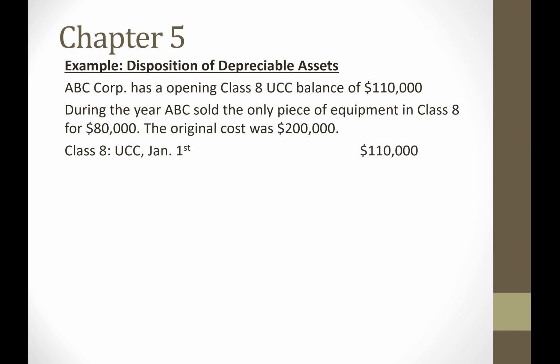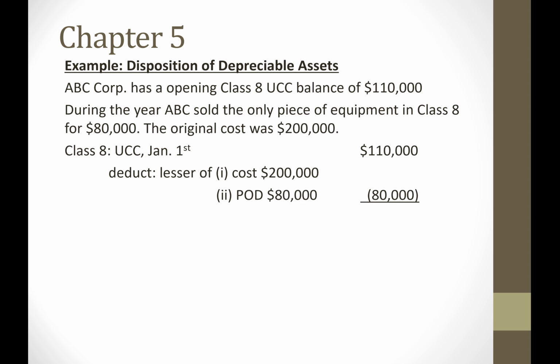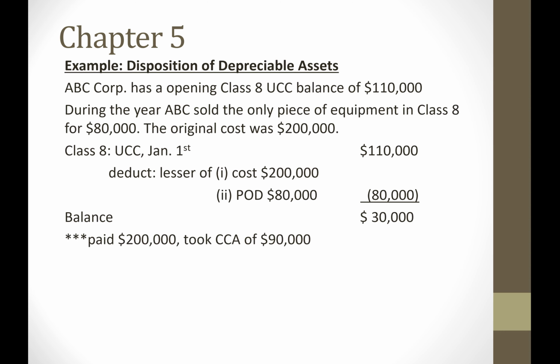So let's set this up. Our CCA schedule looks like what's shown here on the slide. The beginning balance is $110,000. Whenever we sell an asset, we have to deduct the lesser of cost or proceeds. We're going to deduct proceeds, which is the lesser amount, $80,000. That's going to leave a balance of $30,000. Now, we don't have any more assets in this class. We sold the only piece of equipment in this Class 8. Whenever we have a positive balance and there's no assets remaining, this is known as a terminal loss.